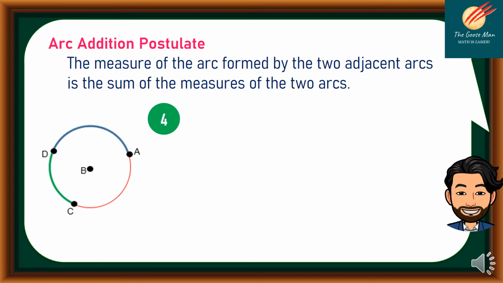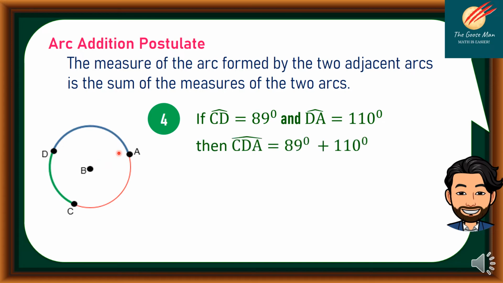This time, let's move on to the arc addition postulate. It states that the measure of the arc formed by two adjacent arcs is the sum of the measures of the two arcs. Let's consider our example number 4. If arc CD is equal to 89 degrees, and arc DA is equal to 110 degrees, and we would like to find the measure of arc CDA, we simply add 89 degrees plus 110 degrees. So we come up with arc CDA is equal to 199 degrees.